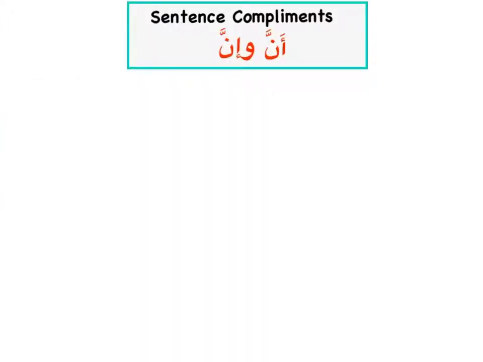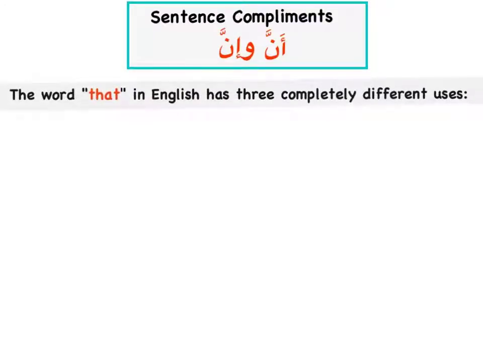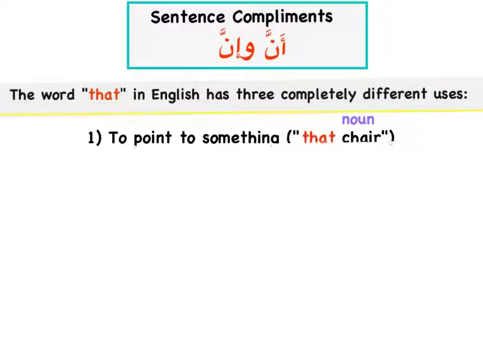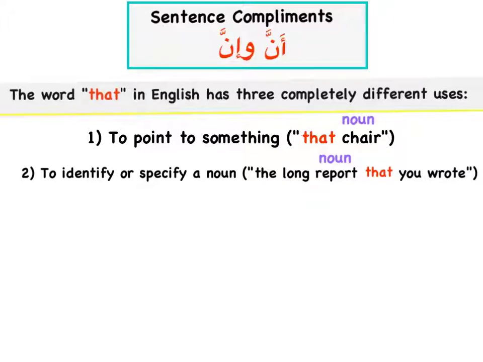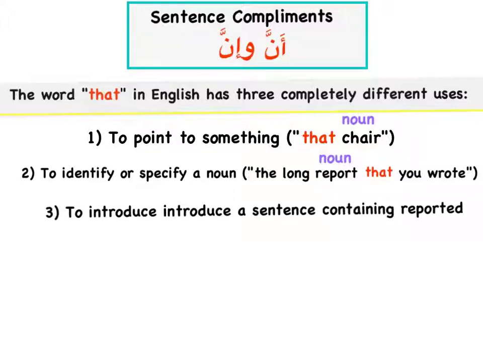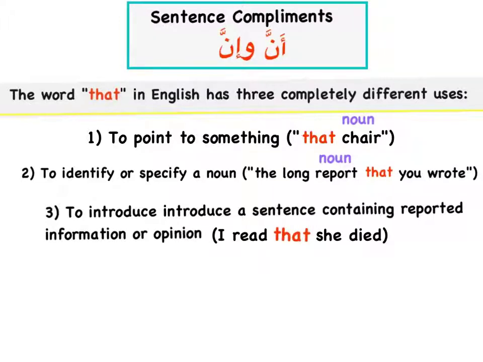Sentence complements inna and anna are the equivalent of "that" in English, and the word "that" in English has three completely different meanings and uses. First we use it to point to something, so you say "that chair", where "that" is followed by a noun. Second, to identify or specify a noun, like "the long report that you wrote", a specific one. And finally to introduce a sentence containing reported information or opinion.